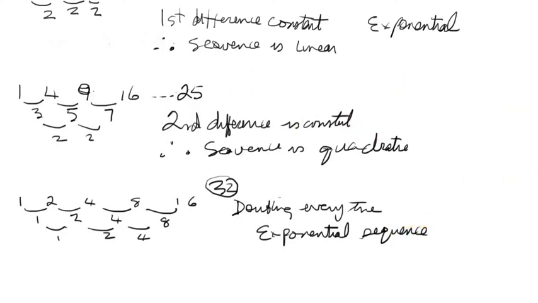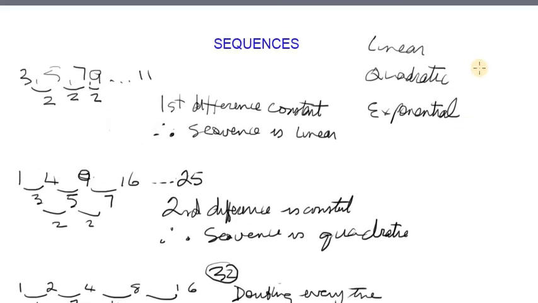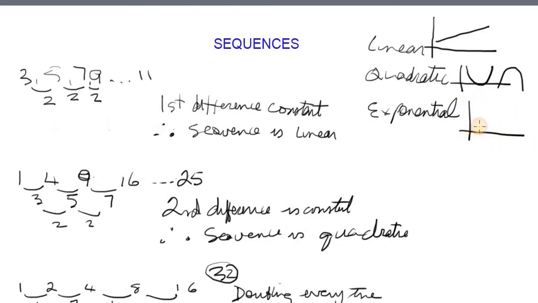Now, how do these look, by the way? A linear graph will look like this. If you do a graph with a little x and y axis like that, a linear graph is going to look like a straight line, like this. A quadratic graph is going to look like either a U-shaped or an N-shaped graph. And an exponential is going to look like this. It's going to get bigger and bigger, exponentially.